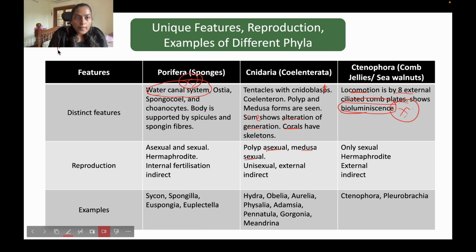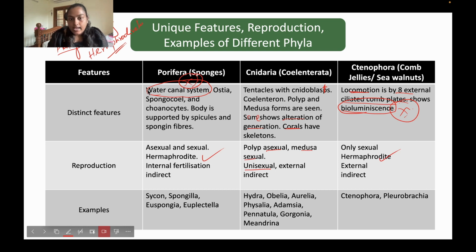Porifera, Ctenophora, Platyhelminthes and Annelida. All four, if you see, are hermaphrodites, meaning they are monoecious. A single body will have both male and female parts, right? So Porifera, Ctenophora, Platyhelminthes and Annelida are hermaphrodites, correct? Whereas the coelenterates are unisexual, right?